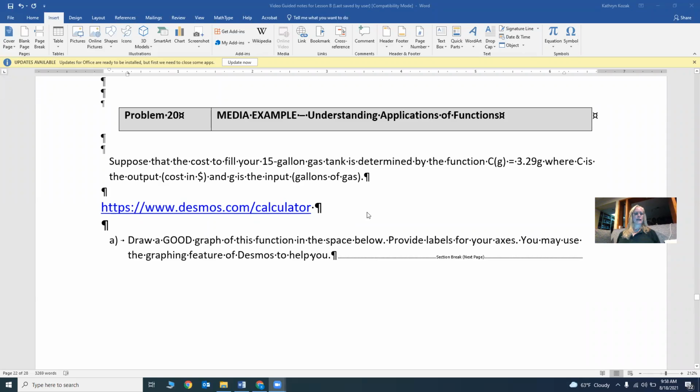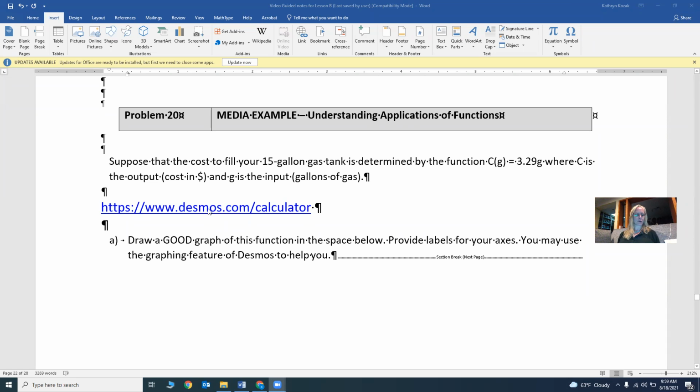So now let's look at an application problem. Suppose that the cost to fill your 15-gallon tank is determined by the function C(G) = 3.29G, where C is the output, cost in dollars, and G is the input, in gallons of gas. We want to draw a good graph of this function in the space below, and we're going to provide labels for your axes and so forth. You may use the graph in Desmos to help you.